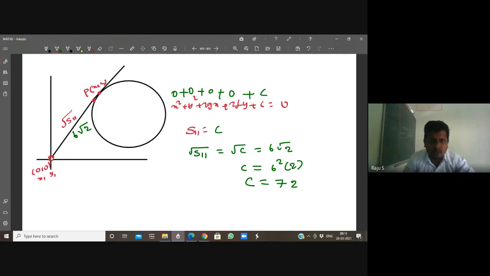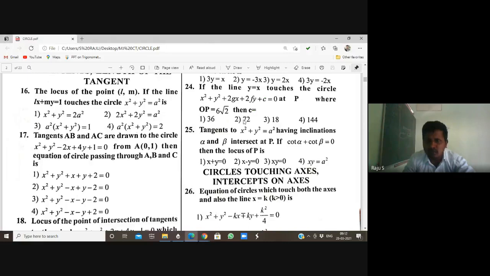Once again, OP distance is given. OP nothing but length of the tangent from the origin. Right? That value they given, 6 root 2. So length of the tangent is given by root S double one. S double one means given point, substitute in given circle. That's it. We'll get some value. That value will be the S double one. So here S double one value is c. But length of the tangent is square root of S double one, that is equal to 6 root 2, squaring on both sides, will get c value. So c value is what? Second option is correct option.